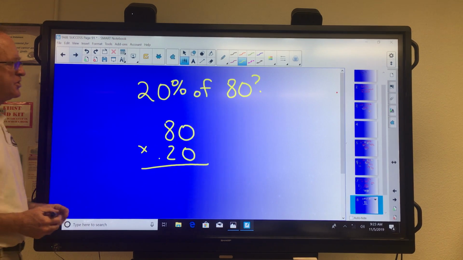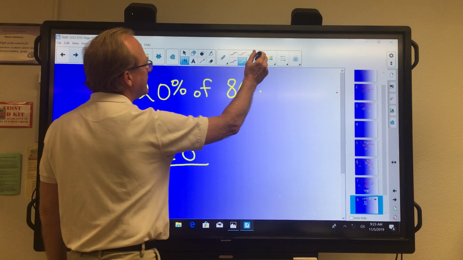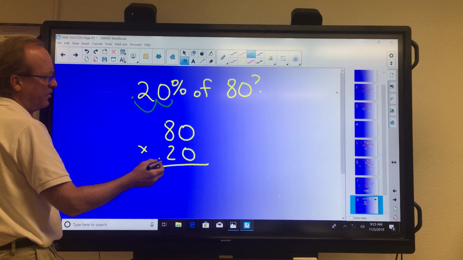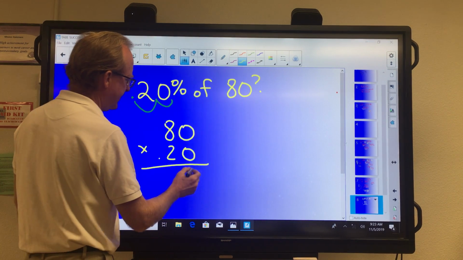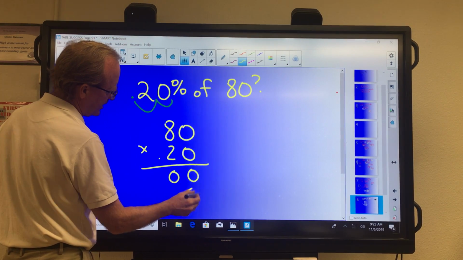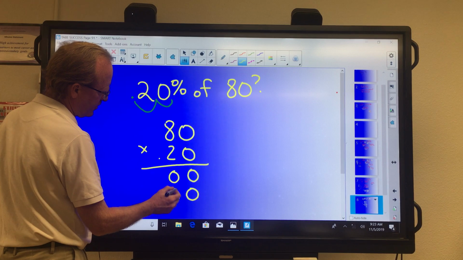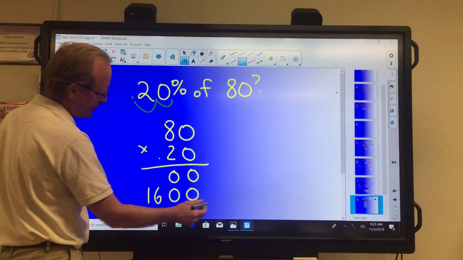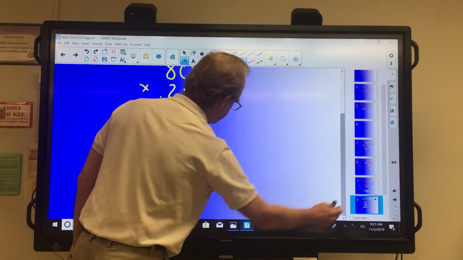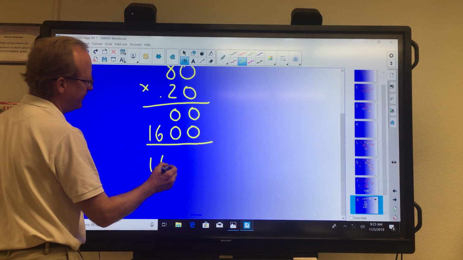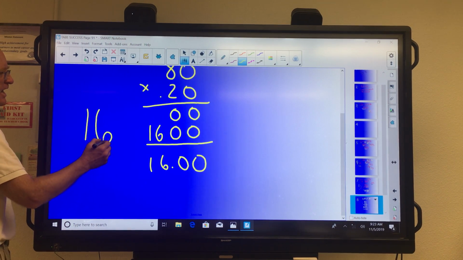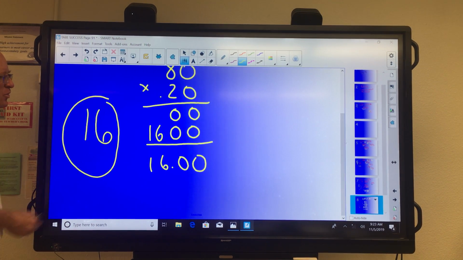One more example, what's 20% of 80? Again, we're going to set that to 0.20. We're going to multiply. Placeholder 0. One, two. One, two. And my final answer, 16. What's 20% of 80? 20% of 80 is 16.